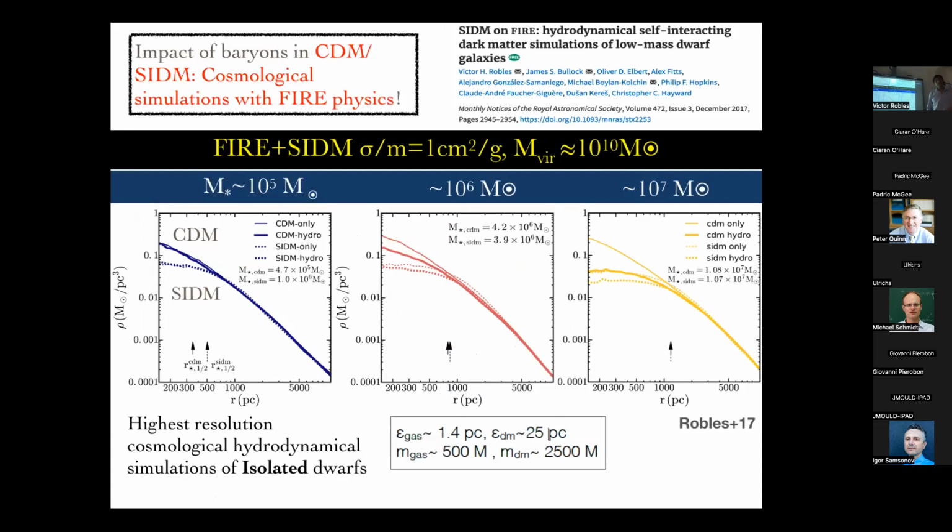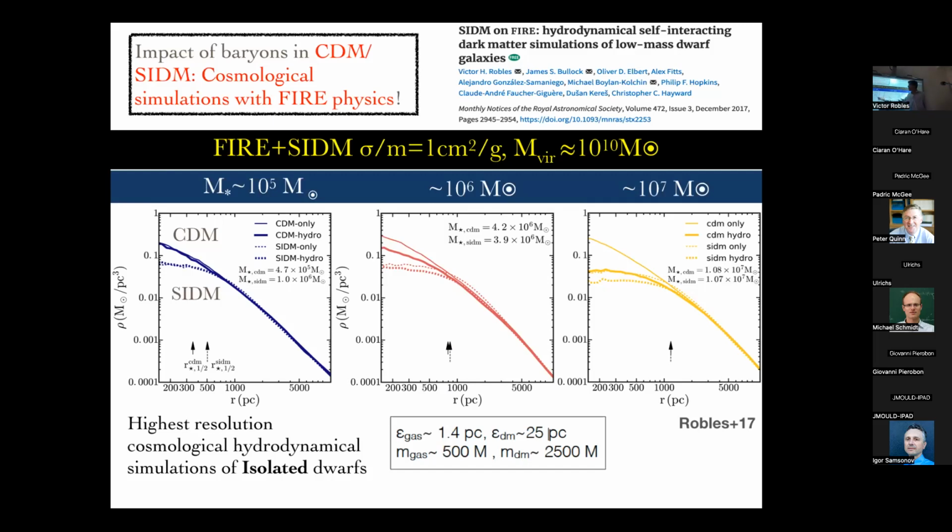But of course, you can now ask how much of this dark matter physics will change once we include the full astrophysics. This is one of the works that we did a while ago. It is a set of many simulations that we ran with the FIRE astrophysics, in both cold dark matter and self-interacting dark matter. The idea was to look at the type of galaxies that we form within a dwarf galaxy dark matter halo. All of them are roughly 10 to the 10 solar masses in dark matter.